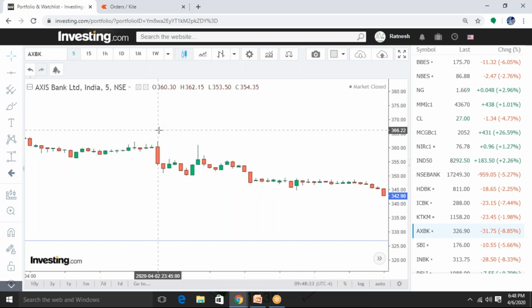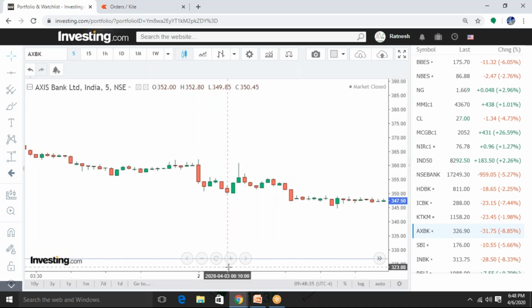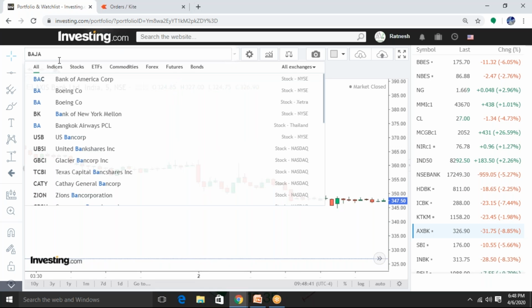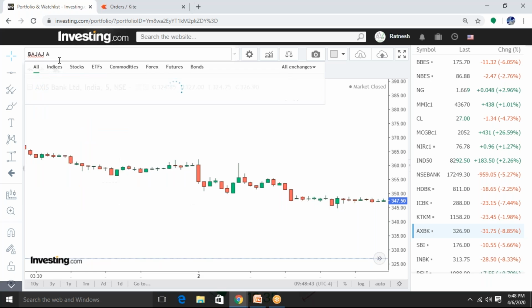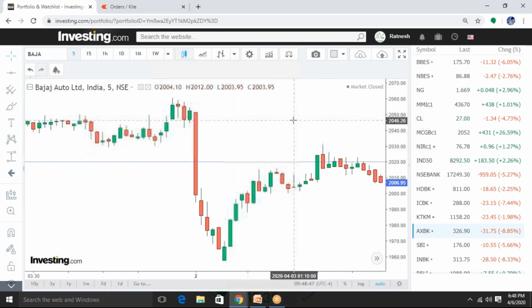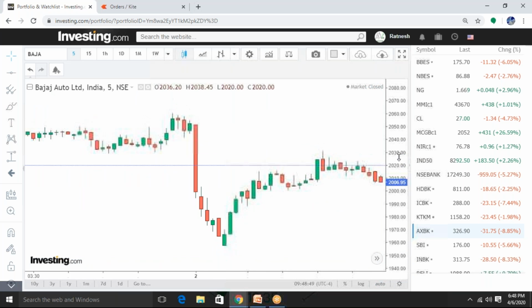Okay. Can you open Bajaj Auto on the daily chart? Yes, sir. Yes, sir. Why not? Bajaj Auto. Yeah, sir, daily time frame. Okay.